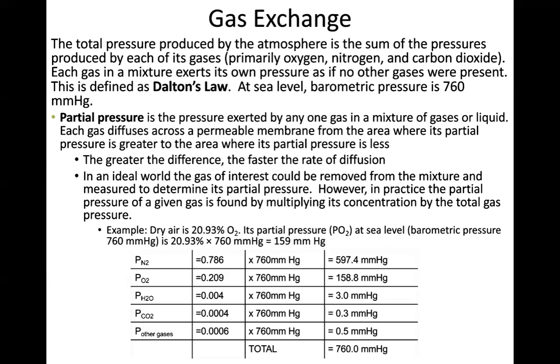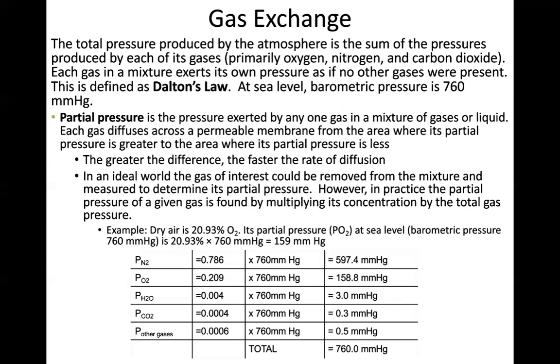And this term I just used, partial pressure, is the pressure exerted by any one of those gases in a mixture of gases or liquid. So in other words, each gas has its own pressure. The air that we're breathing, as I just said, is predominantly nitrogen, but it's also got oxygen, it's got carbon dioxide, there's water, there's other gases. Each of those gases exerts its own pressure.